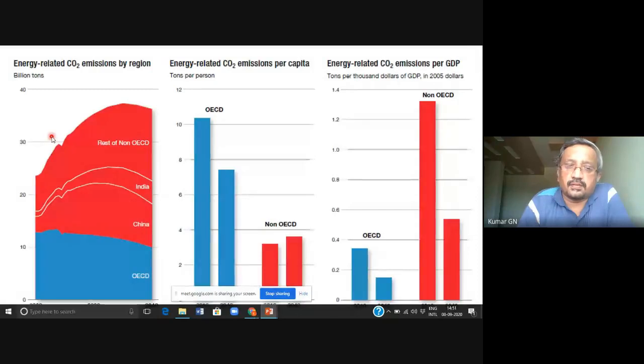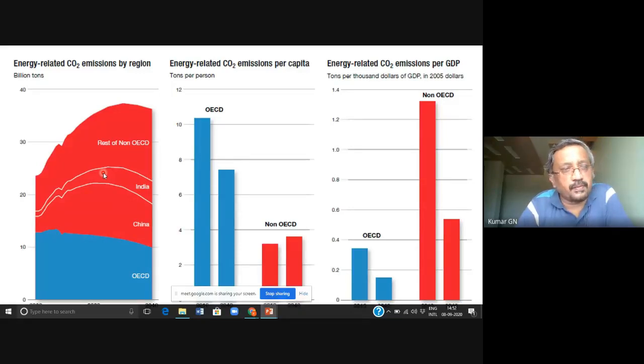Now you can see the energy consumption. When we use fossil fuels, including coal, carbon emission is released. With respect to region wise, other countries are this much, and China, India, you can observe. We are planning to reduce carbon dioxide by 2040, but at present we are at the peak condition. The government of India has already taken steps to reduce carbon dioxide.